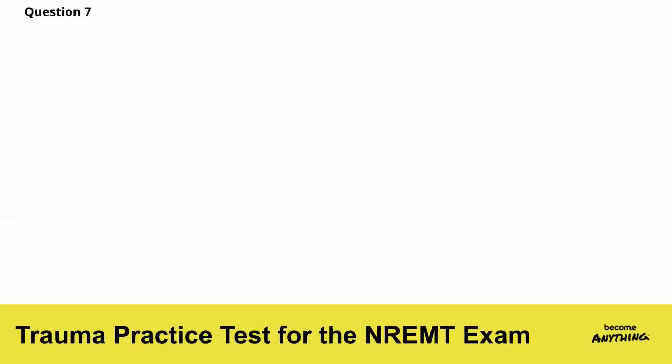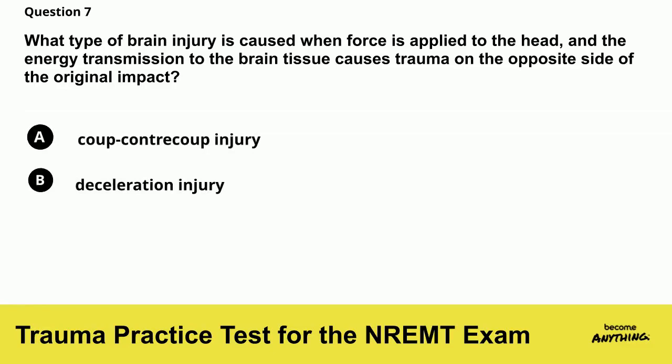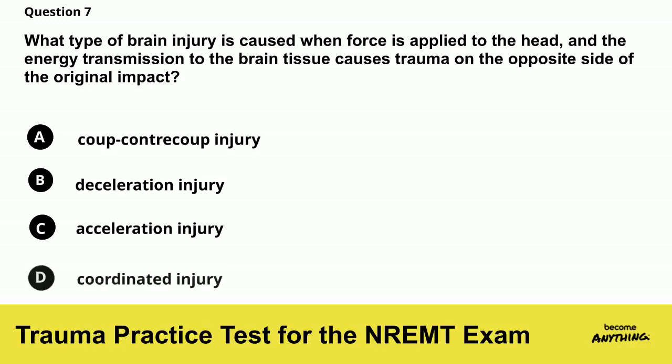Question 7. What type of brain injury is caused when force is applied to the head, and the energy transmission to the brain tissue causes trauma on the opposite side of the original impact? A. Coup-contrecoup injury. B. Deceleration injury. C. Acceleration injury. D. Coordinated injury.